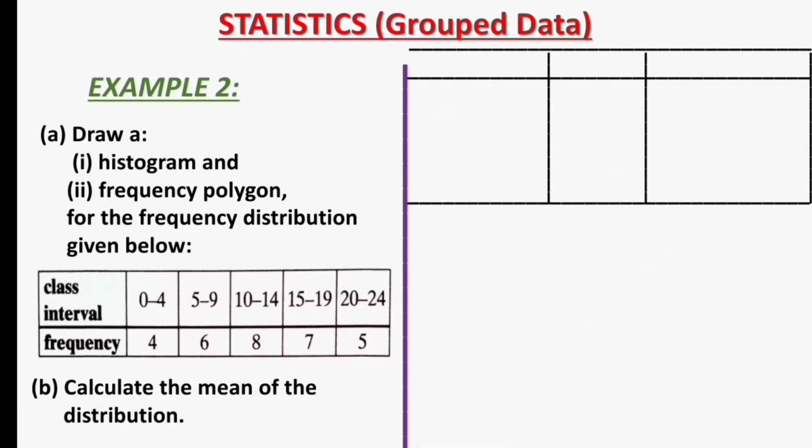Let's look at example 2. Question A. Draw (i) a histogram and (ii) a frequency polygon for the frequency distribution given below. We have the class interval of from 0 to 4 having a frequency of 4, the class of from 5 to 9 having a frequency of 6, the class of from 10 to 14 having a frequency of 8, the class of from 15 to 19 having the frequency of 7, and the class of 20 to 24 having a frequency of 5. Question B. Calculate the mean of the distribution.